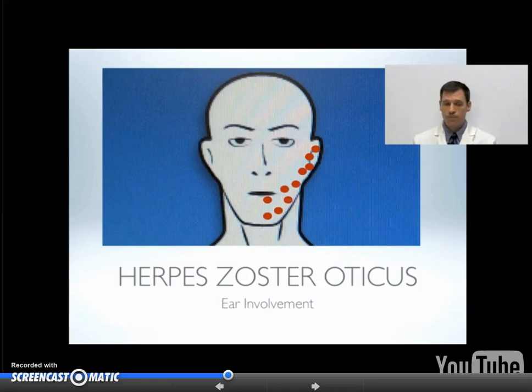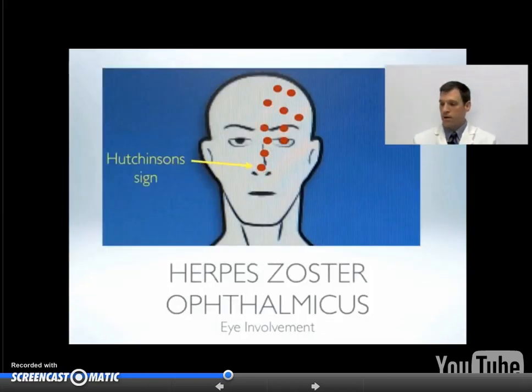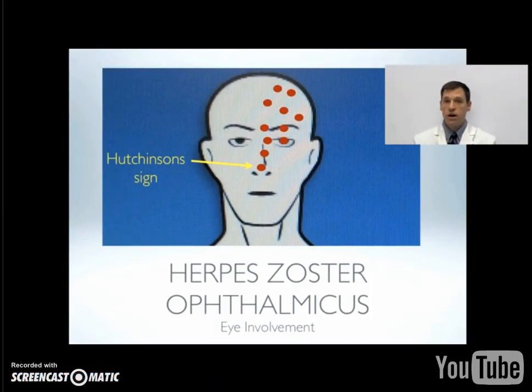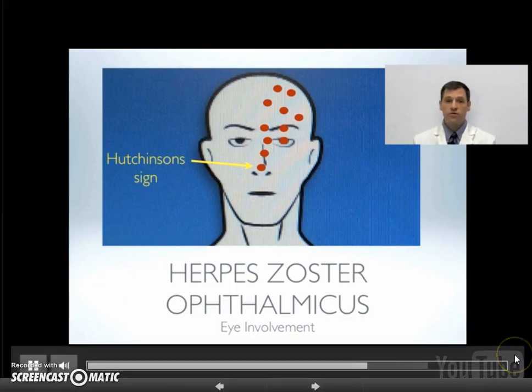So it's very important that we identify zoster in this region and treat it early because we can decrease the chance of facial paralysis and deafness by early therapy. Another region where zoster is important to treat early is herpes zoster ophthalmicus. What that means is that you have zoster that involves your eye.